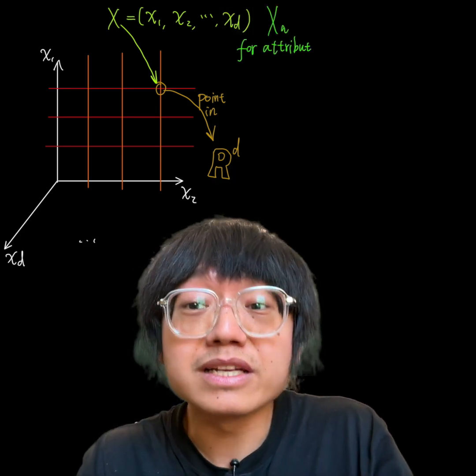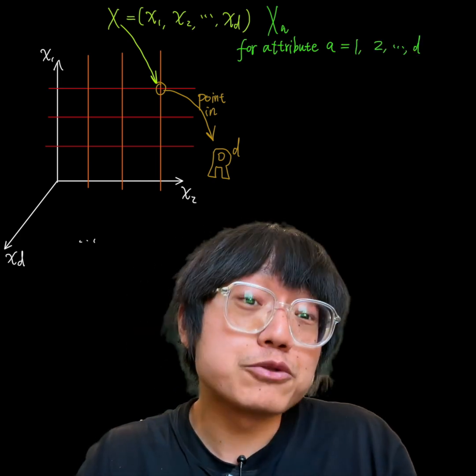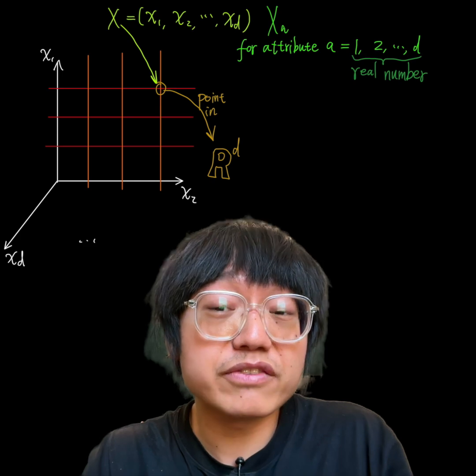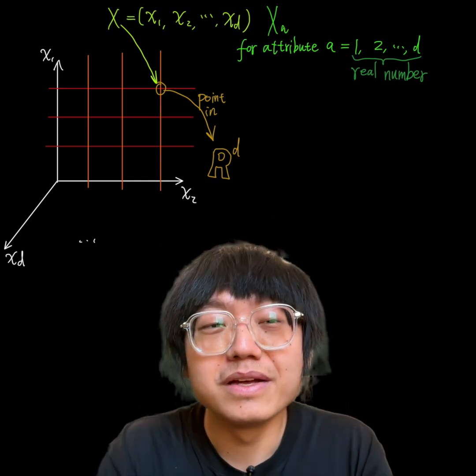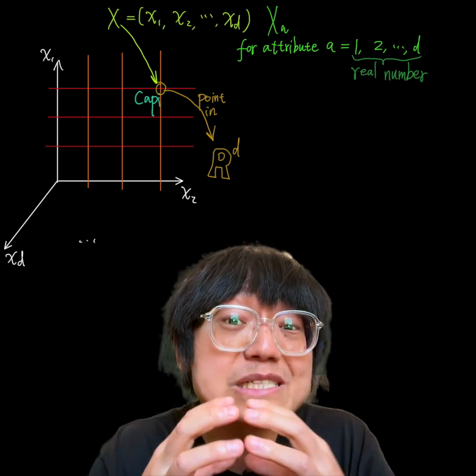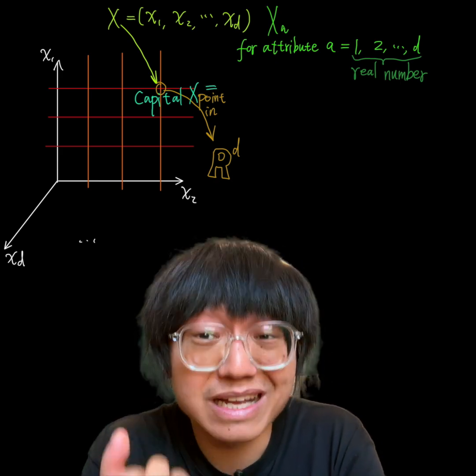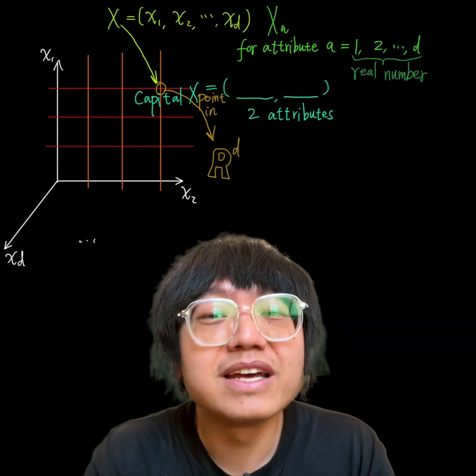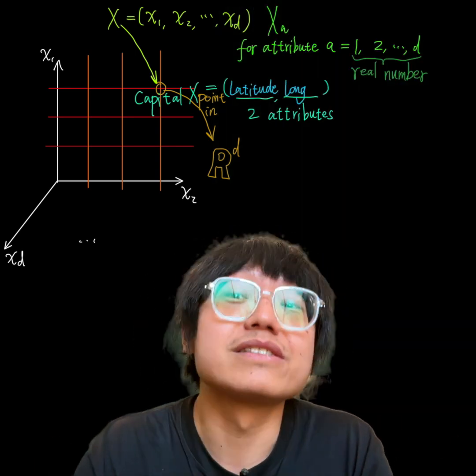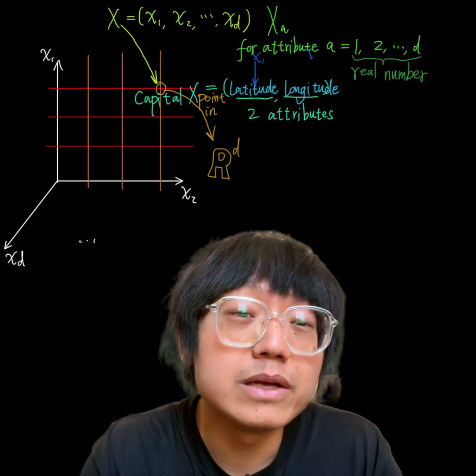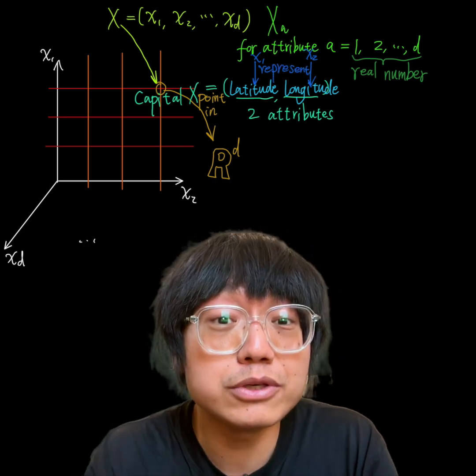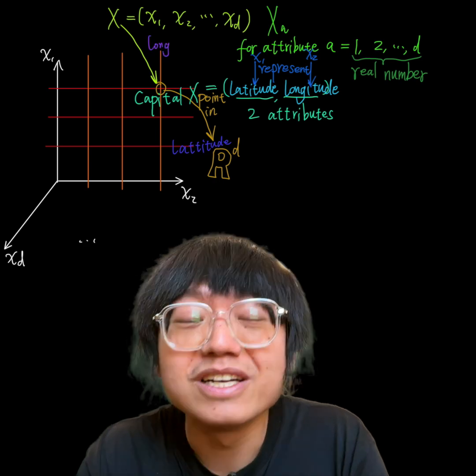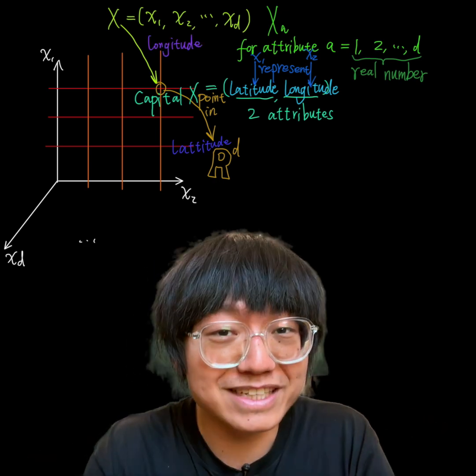Each component x sub a, where a ranges from 1 to d, is a real number, which represents a specific attribute of the example X. In the specific context of the clustering example we mentioned in our last video, each capital city X is represented by two attributes, its latitude and its longitude. Thus, in this example, x sub 1 represents the latitude and x sub 2 represents the longitude. This is a way of representing data points crucial in data analysis techniques.